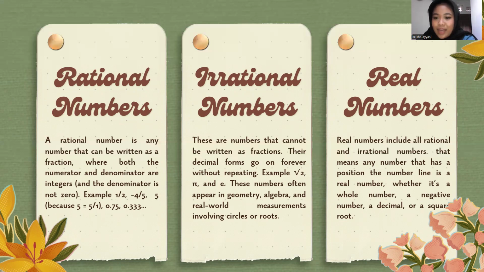And finally, we have real numbers. Real numbers include all rational and irrational numbers. That means any number that has a position on the number line is a real number, whether it's a whole number, a negative number, a decimal, or a square root.